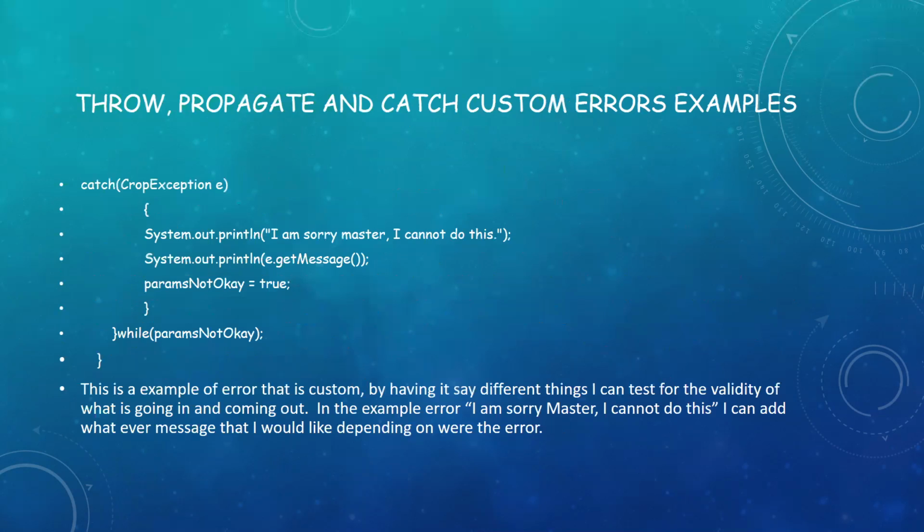This is an example of an error that is custom. By having it say different things, I can test the validity of what is going in and coming out. In the example error, "I'm sorry, master, I cannot do this." I can add whatever message I want depending on the error.